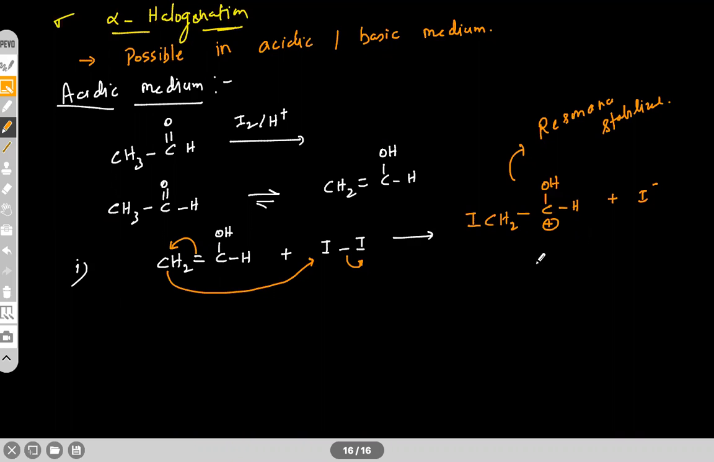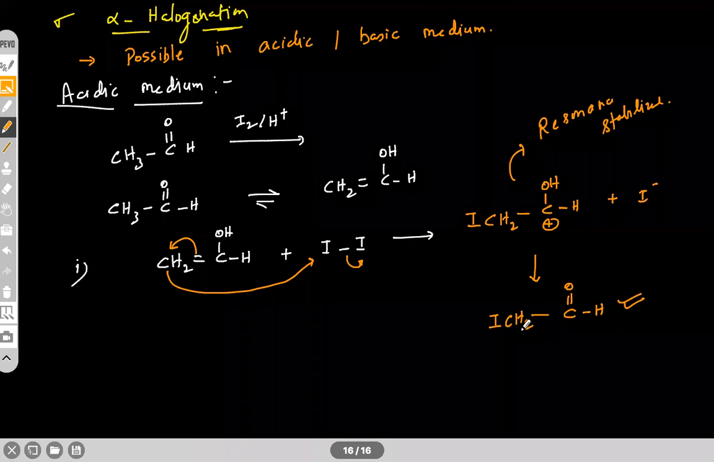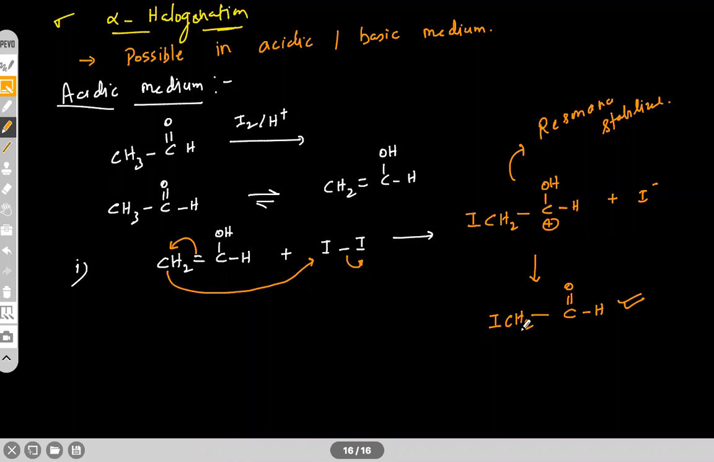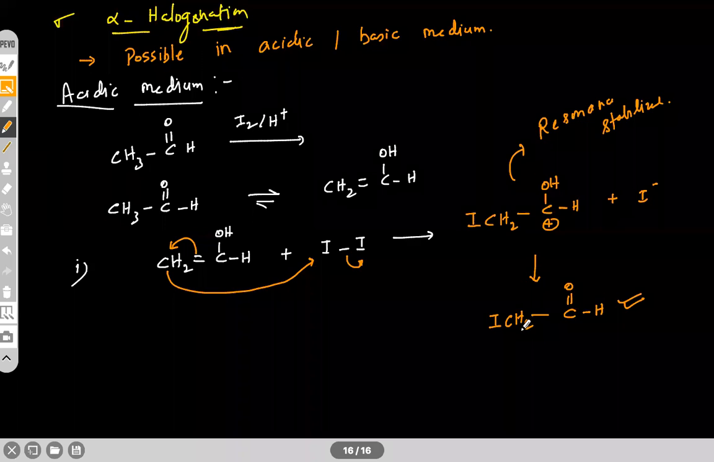Correct? So finally from this, H plus comes out and it converts into CH2I C double bond O H. So we started with this CH3COH and end up with this. If you compare this, it is the alpha halogenated product. Yes or no? Did you get it? At the alpha position, iodine gets attached. So that is the alpha halogenation.